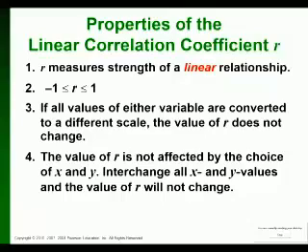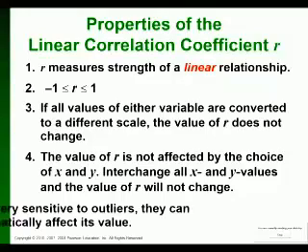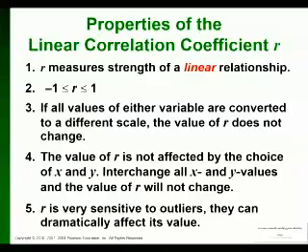If you reverse all your ordered pairs, you would still get the same correlation coefficient. R is very sensitive to outliers, so when we encounter those, we have to think about whether or not they're accurate or perhaps that was a fluke. Outliers can drastically affect your value of R.